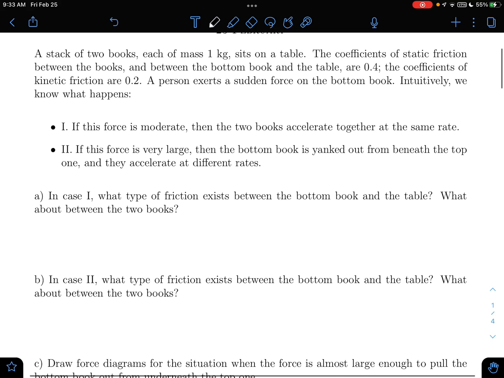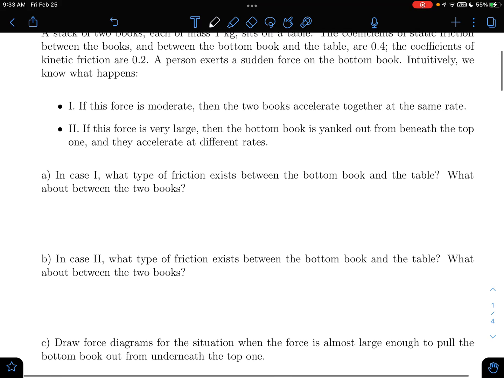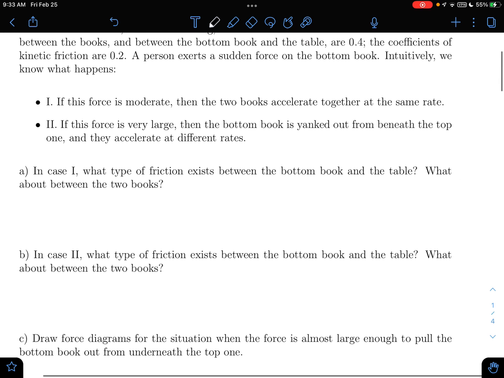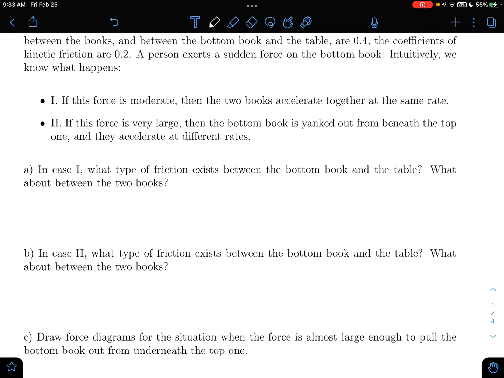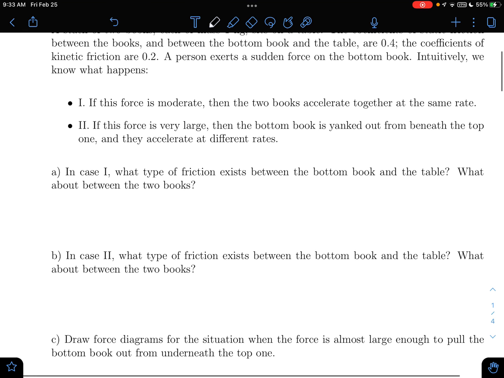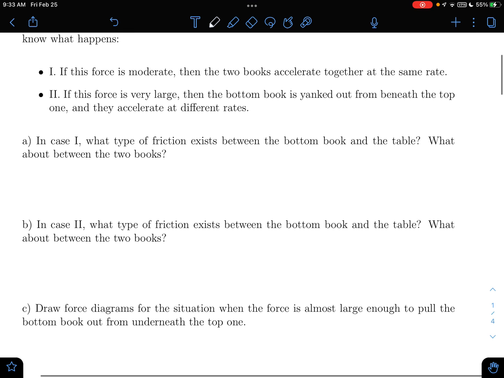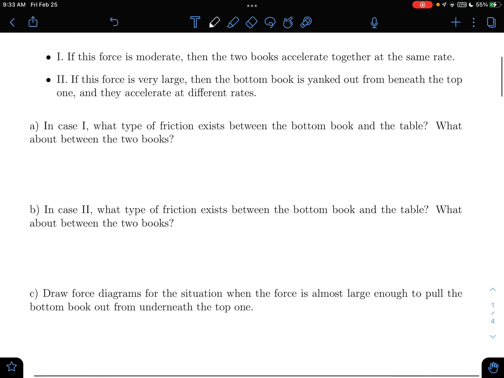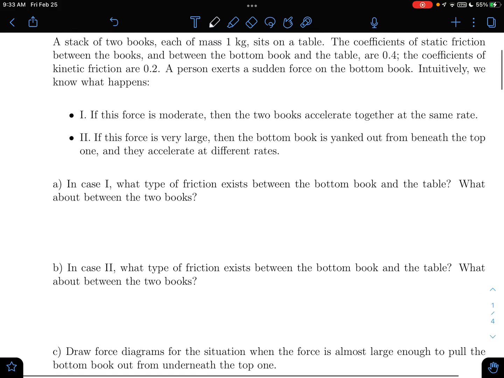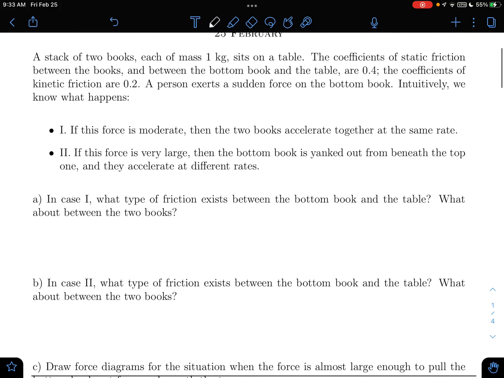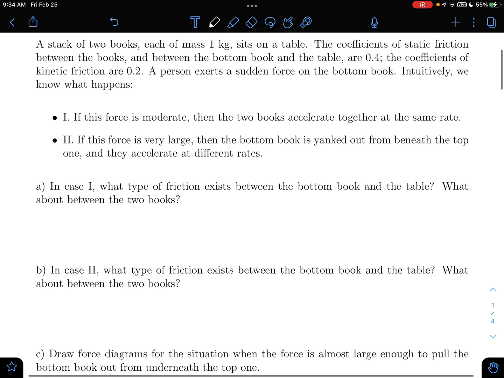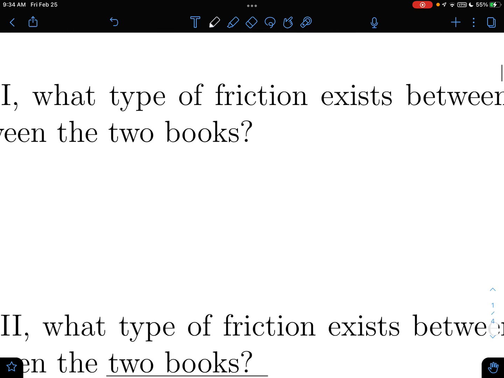And again, intuitively, we know what's going to happen. The books are going to either accelerate together or the bottom book is going to get yanked out from under the top one, kind of like the magician pulling the tablecloth out from under all the dishes. So in case one, what type of friction exists between the bottom book and the table?